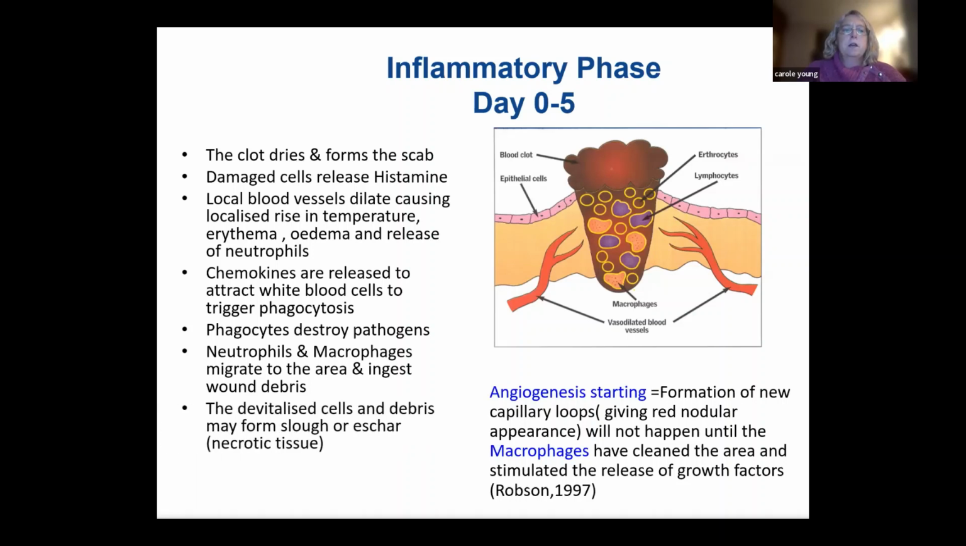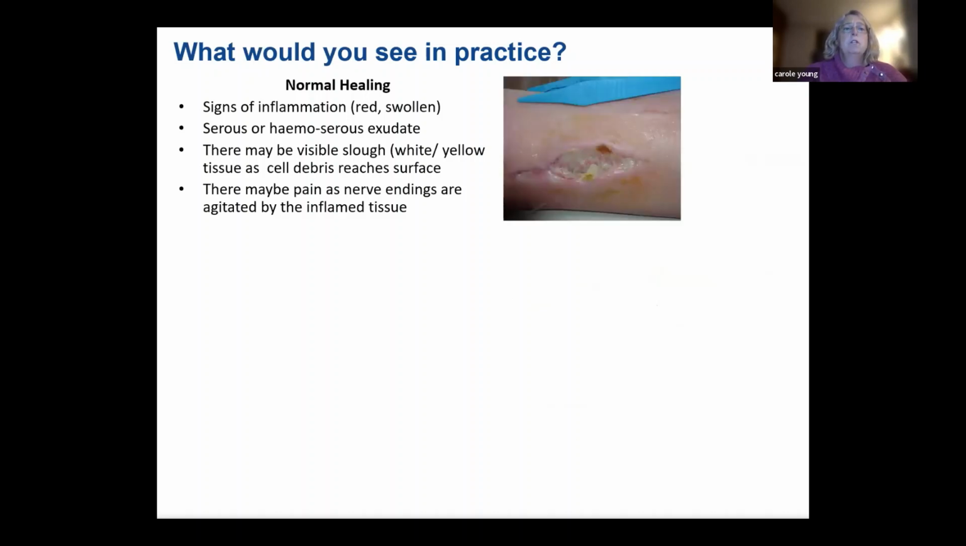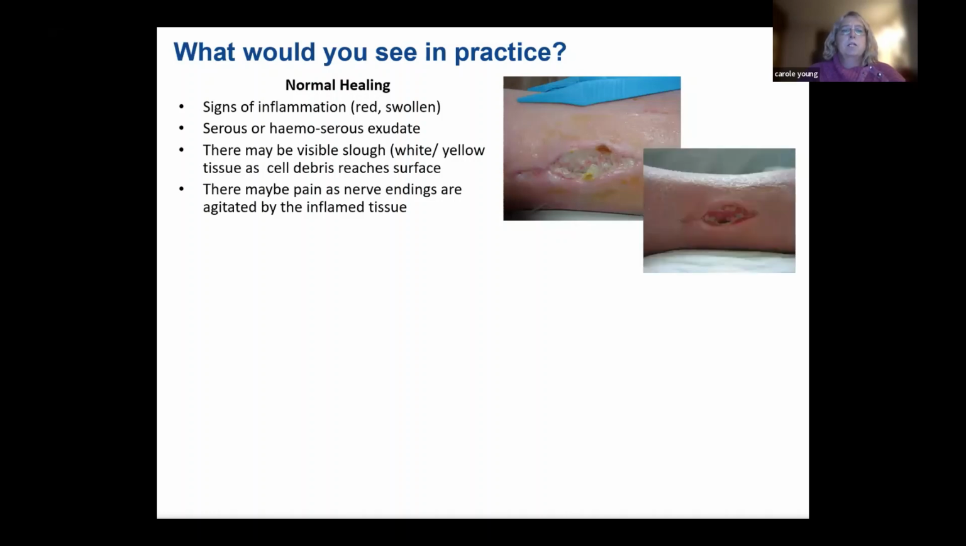But what will we see in the inflammatory phase of healing in practice? In normal healing wounds, we should see signs of inflammation. So it'll be red and swollen. We should see serous or haemoserous exudate that's quite thin in consistency. There might be visible slough, which is white or yellow tissue as the cell debris reaches the surface. And that might start to lift and become loose. Our patient might be experiencing pain as the nerve endings are exposed and agitated by this inflamed tissue.